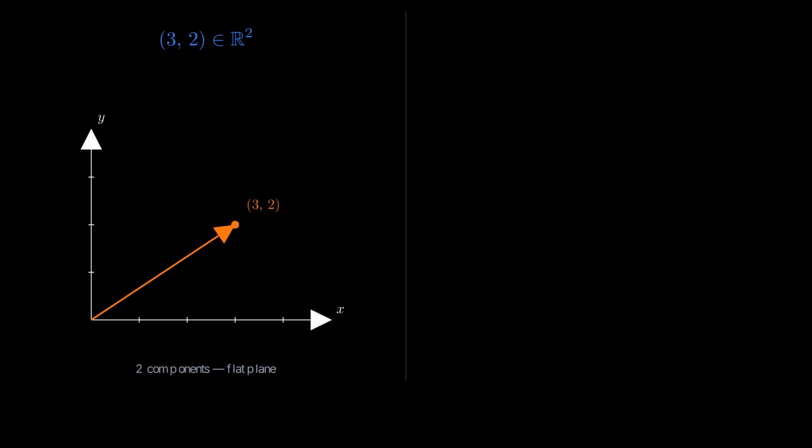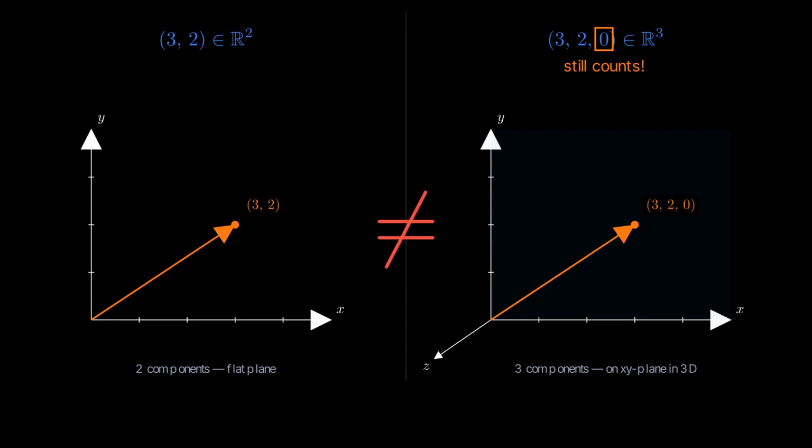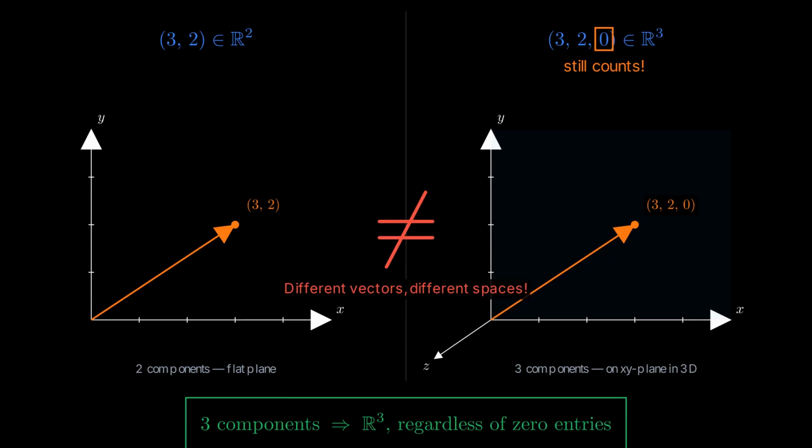Let's compare side by side. On the left, the vector 3, 2 lives in R2. It's a point on a flat plane with just 2 components. On the right, the vector 3, 2, 0 lives in R3. It sits on the xy plane within three-dimensional space, but it still has 3 components. Same x and y values, but these are different vectors living in different spaces. Notice that 0 in the third component, it still counts. A big not equal sign sits between them to emphasize these are not the same vector. The key takeaway: 3 components means R3, regardless of whether any entries are 0.